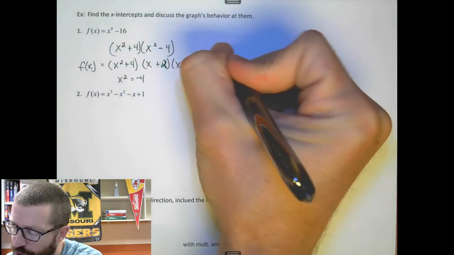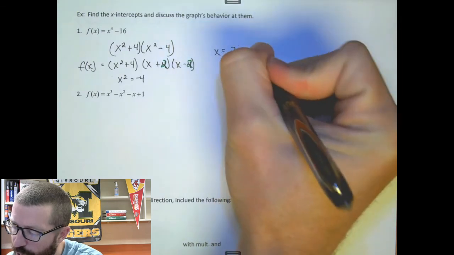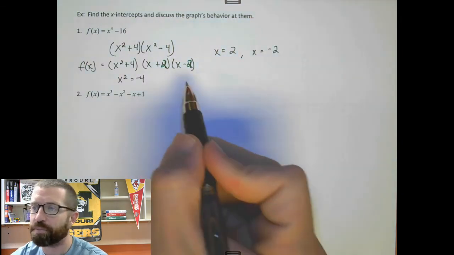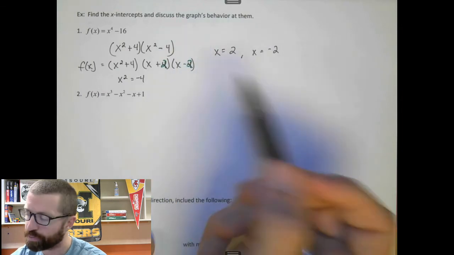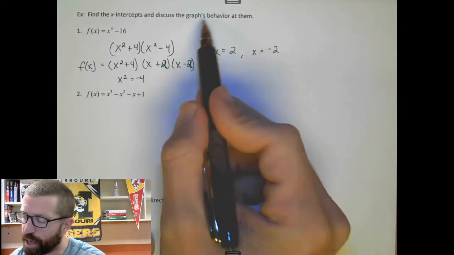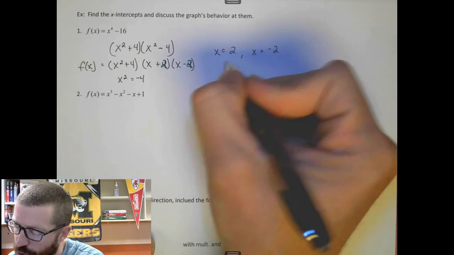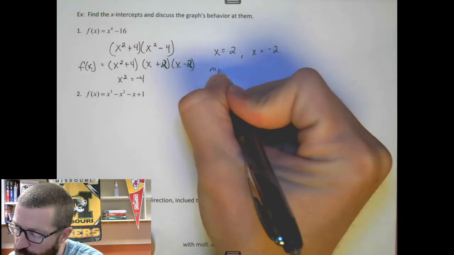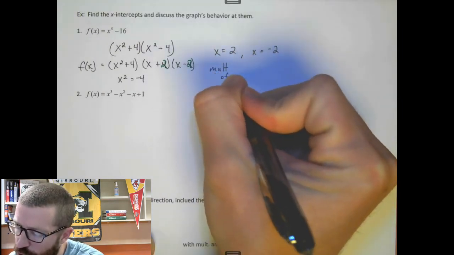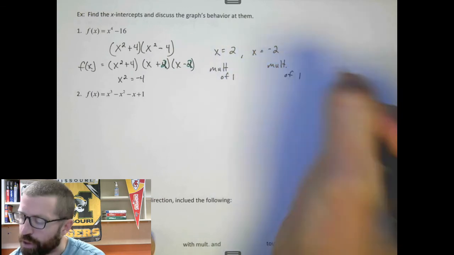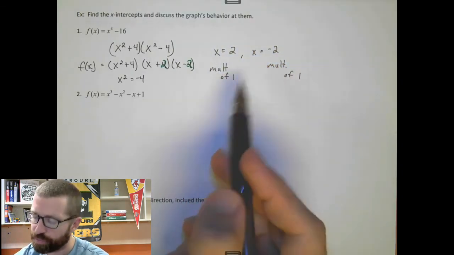But then x is equal to 2 and x is equal to -2 from setting both of these equal to 0 and adding or subtracting 2 over. And the graph's behavior, the multiplicity is just 1. These zeros only show up one time, so it will pass through. We're just going to say multiplicity of 1 and multiplicity of 1. And that means they will pass through the graph.